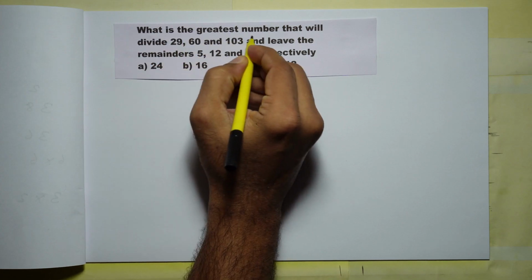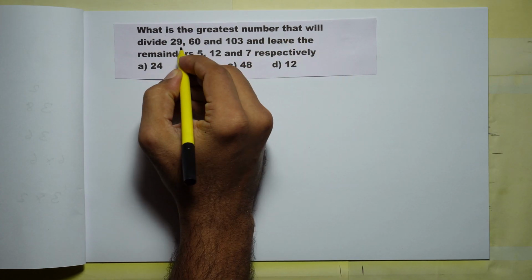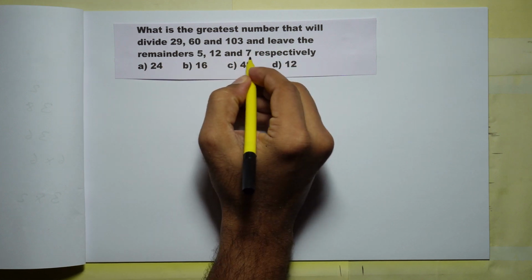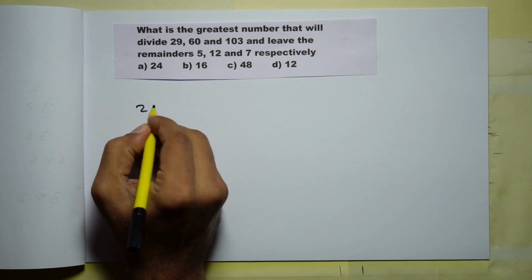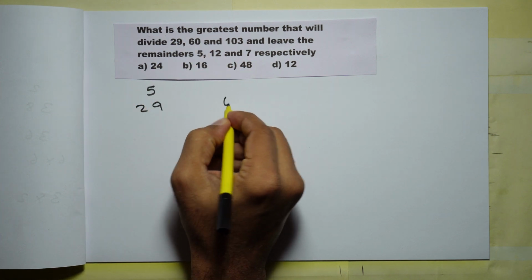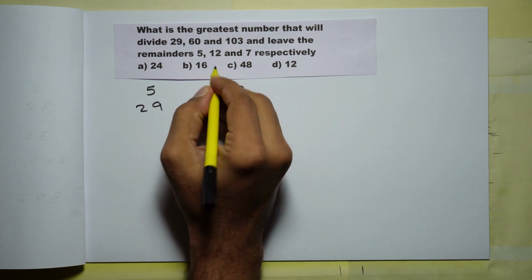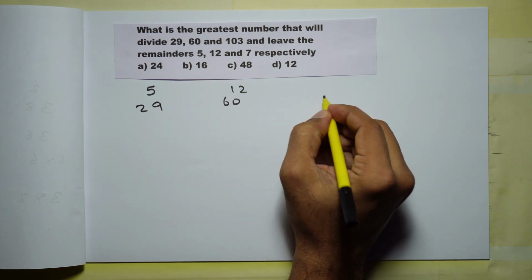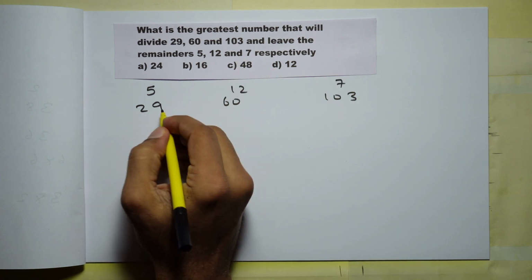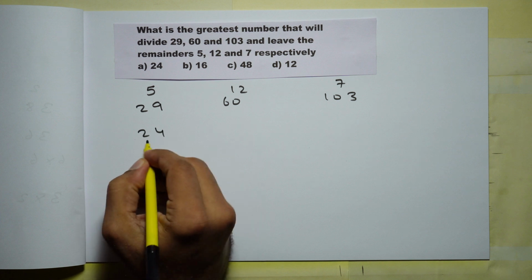What is the greatest number that will divide these three numbers and leave the remainders 5, 12 and 7 respectively? So while dividing the number 29, remainder should be 5. While dividing the number 60, remainder should be 12. And while dividing the number 103, remainder should be 7. Which means that basically the required number should divide 24.